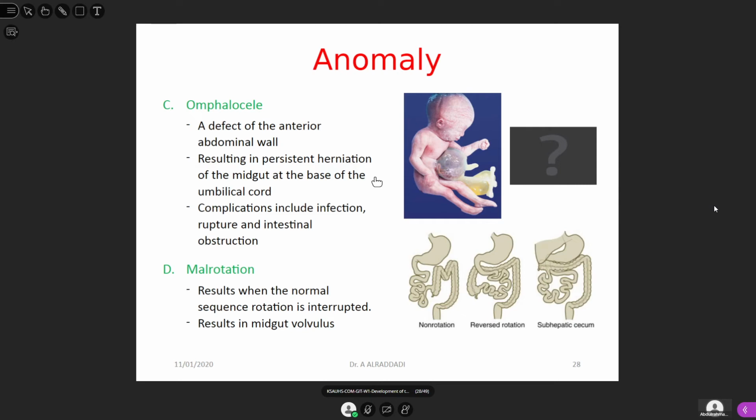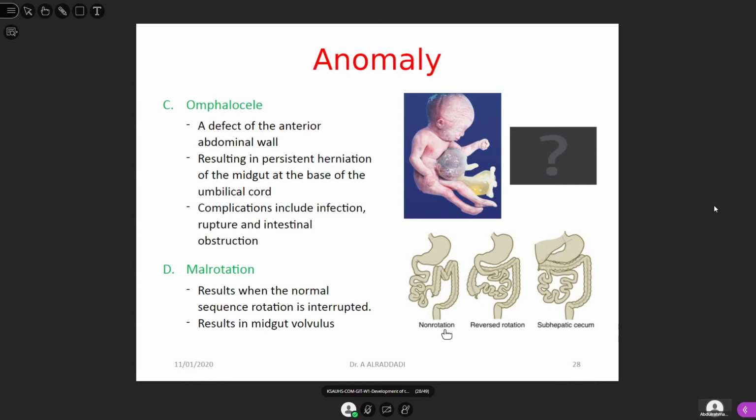We also have malrotation, so the sequence of rotation sometimes does not occur as we expect. This is the result when the normal sequence of rotation is interrupted, and it results in midgut volvulus also. And we have different malrotation shapes.